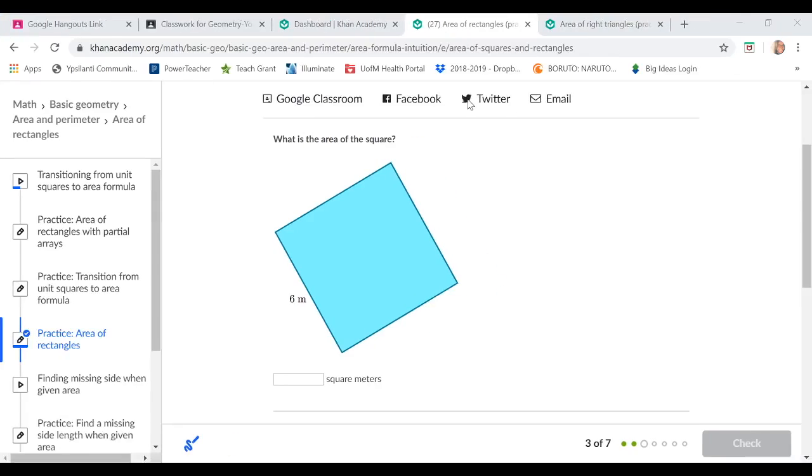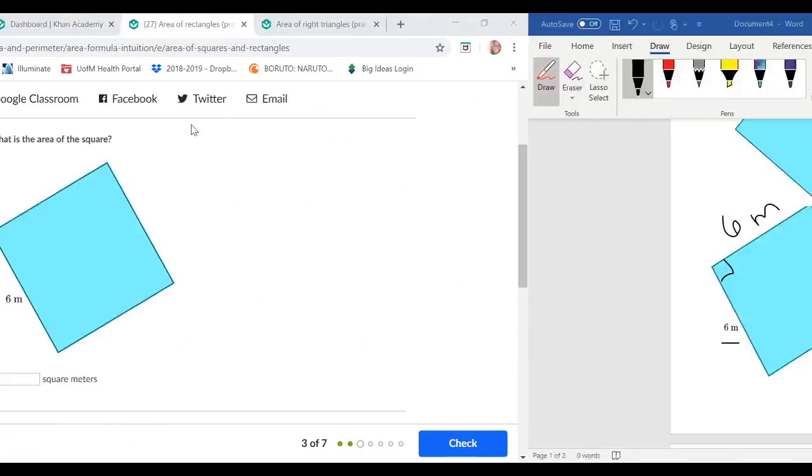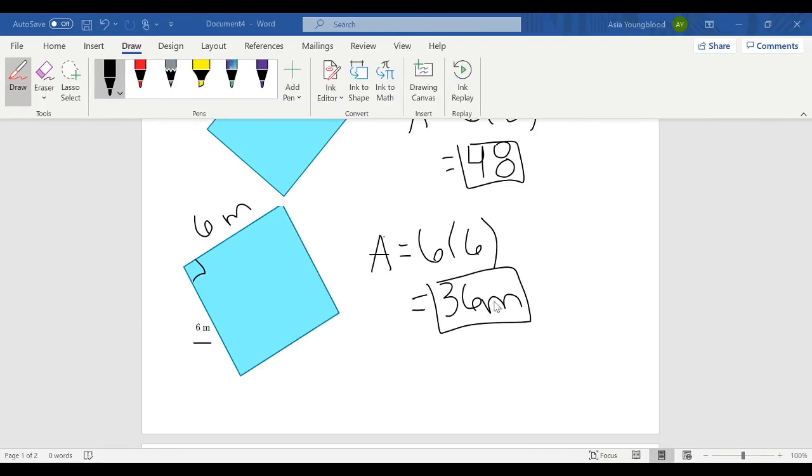So if we go back to the Khan Academy screen, pull that back up, 36 square meters. So I should have technically, let me change that. So let's switch back to that sketch screen. I do want you guys to get in the habit of being precise with your units. This is going to be 36 meters squared, or squared meters.